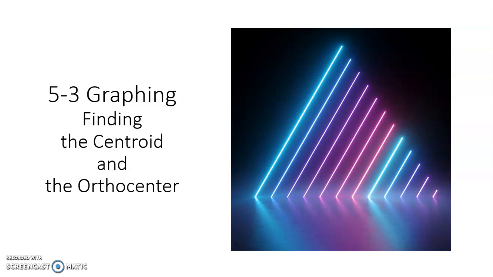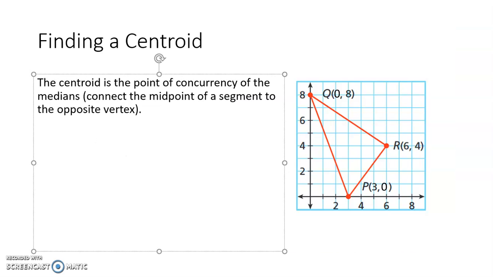Hi everyone. Today we're going to do a review of how to find the centroid and the orthocenter of a triangle using graphing. So let's start by looking at the centroid of a triangle. Now please remember, a centroid is the point of concurrency of the medians of a triangle, meaning that it connects the midpoint of a segment to the opposite vertex.